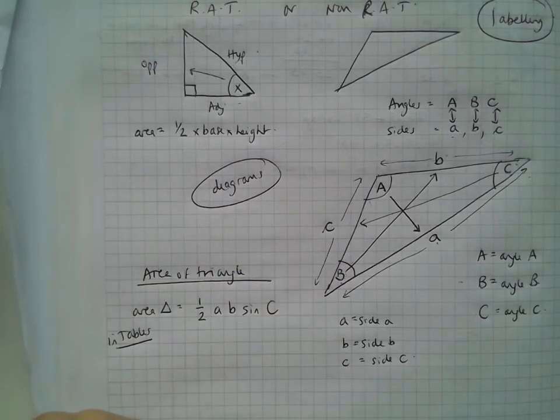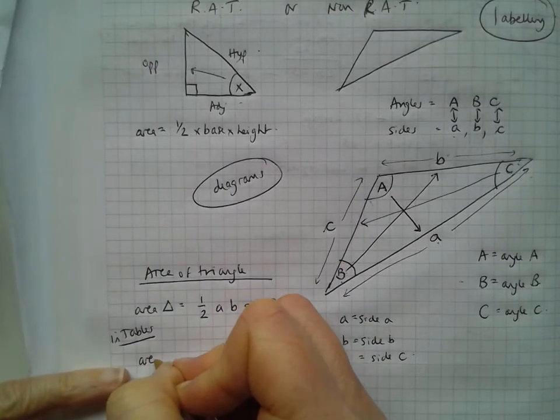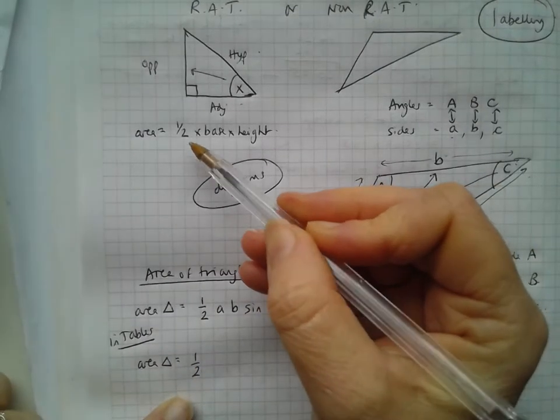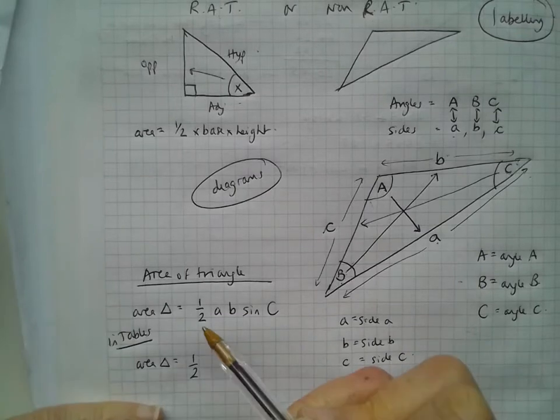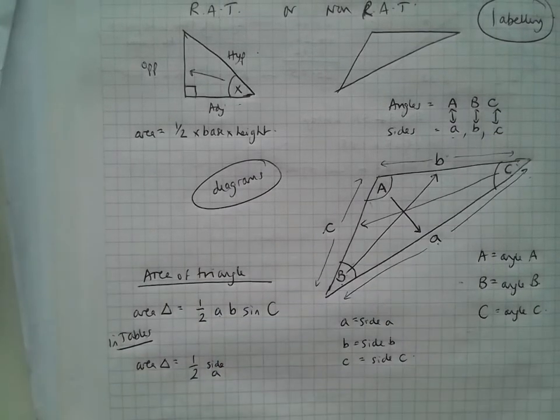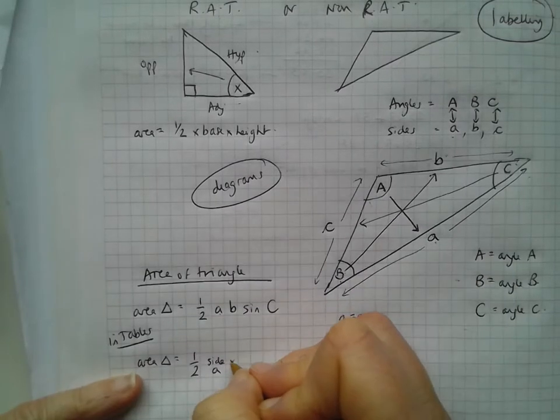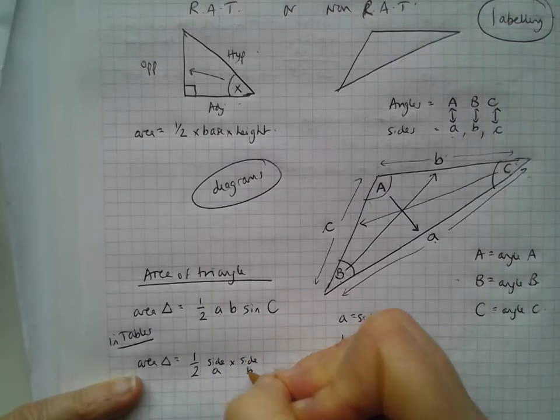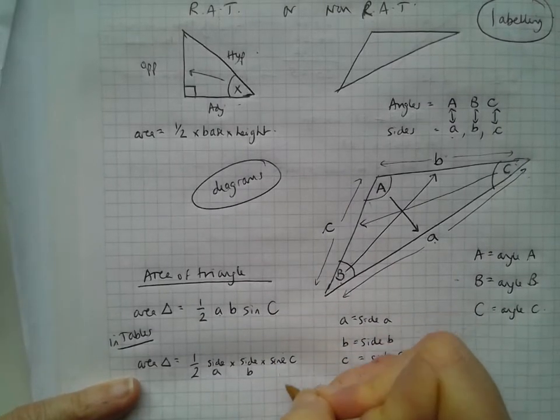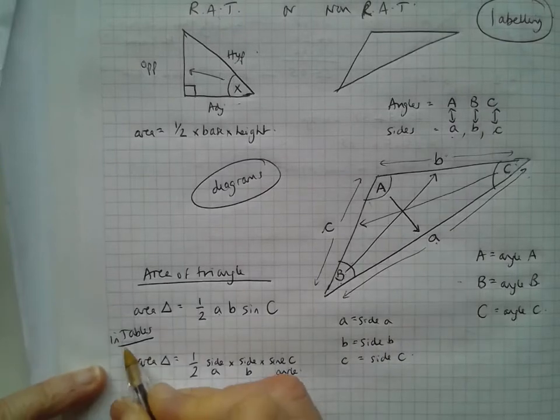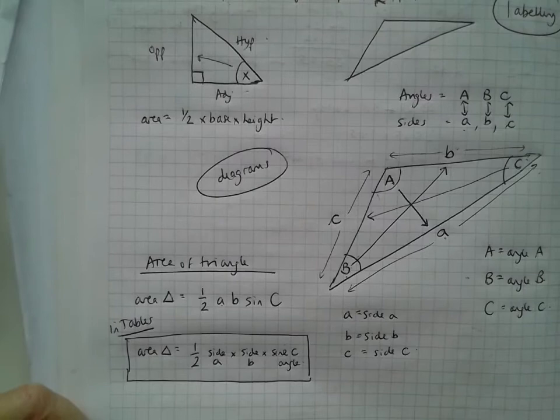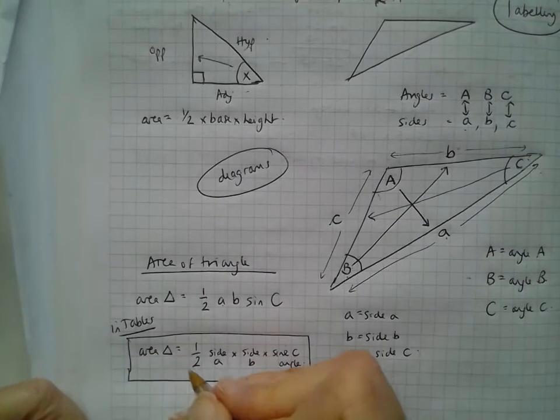It means that the area of a given triangle is a half. Well, that sounds familiar because we had a half base times height. So that half isn't a surprise. This a means side a. So it's a half the length of side a times the length of side b times the sine of the angle C. So it's a half the length of side a times the length of side b times the sine of the angle C.